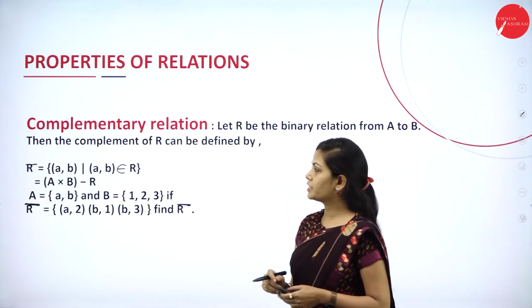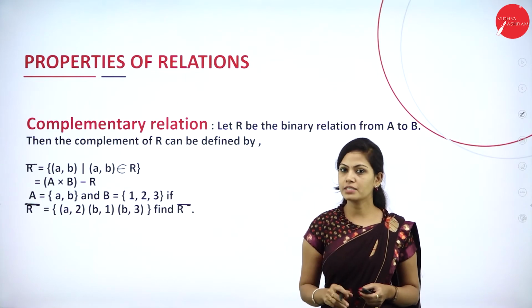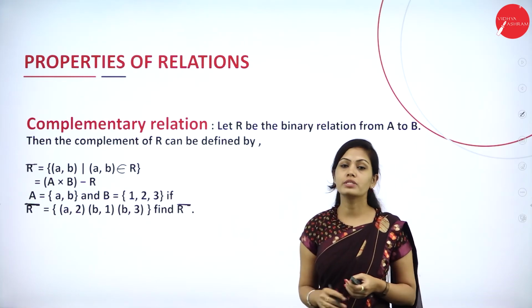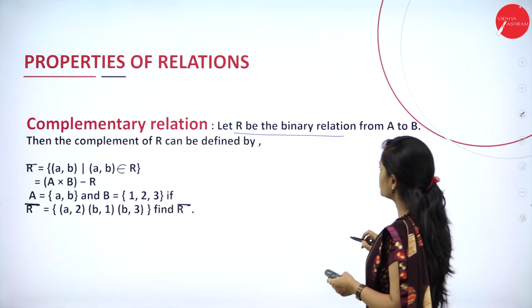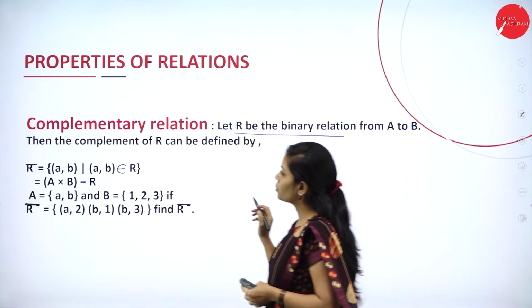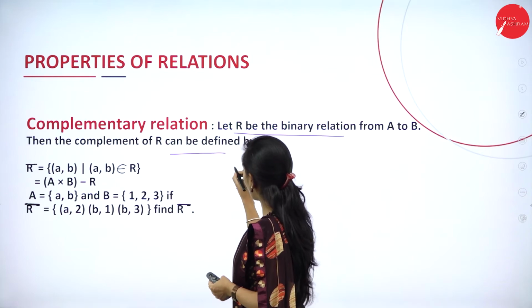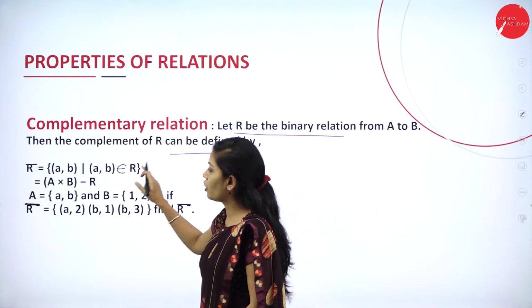And the last relation is the complementary relation. Already in set theory, we have discussed the complement of a set. The same method we can apply to this complementary relation also. So let R be a relation from A to B. The complement of R can be defined as the set of (a,b) such that (a,b) does not belong to R.